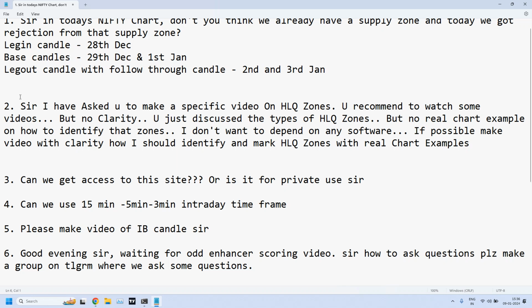So please understand, it is impossible for a human to identify the high liquidity zones. If you don't want to use the high liquidity zone generated by the software, leave this concept. Look for other concepts. There is nothing wrong, no harm in leaving the high liquidity zone concept, right? So I hope you understand what I am trying to say.